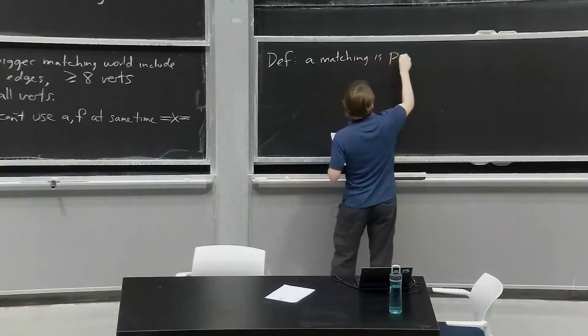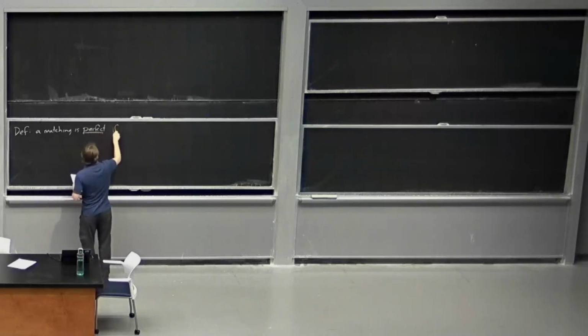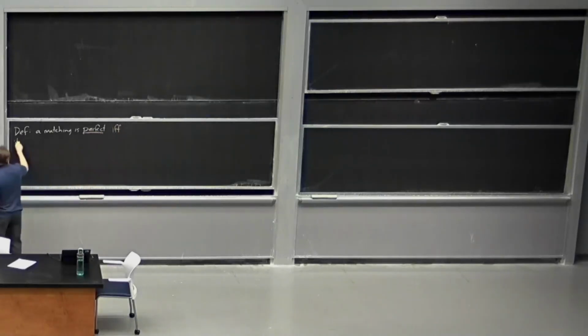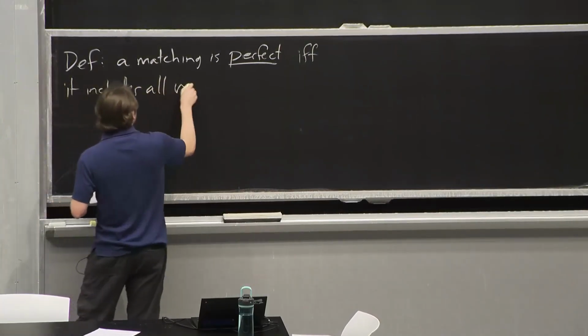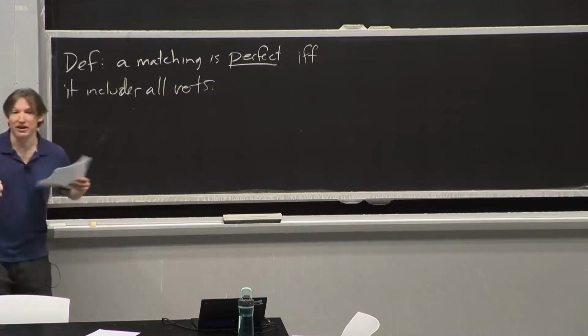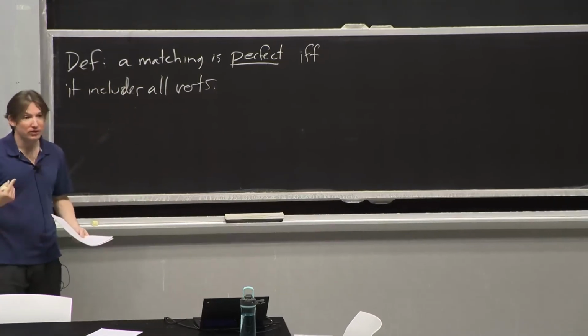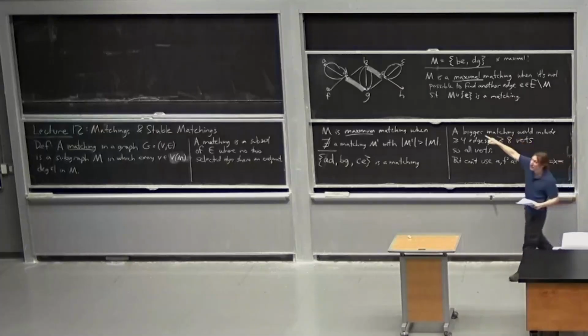A matching is perfect if and only if it includes all vertices. So a perfect matching gives everyone a partner, and therefore exactly one partner. Does this graph have a perfect matching?